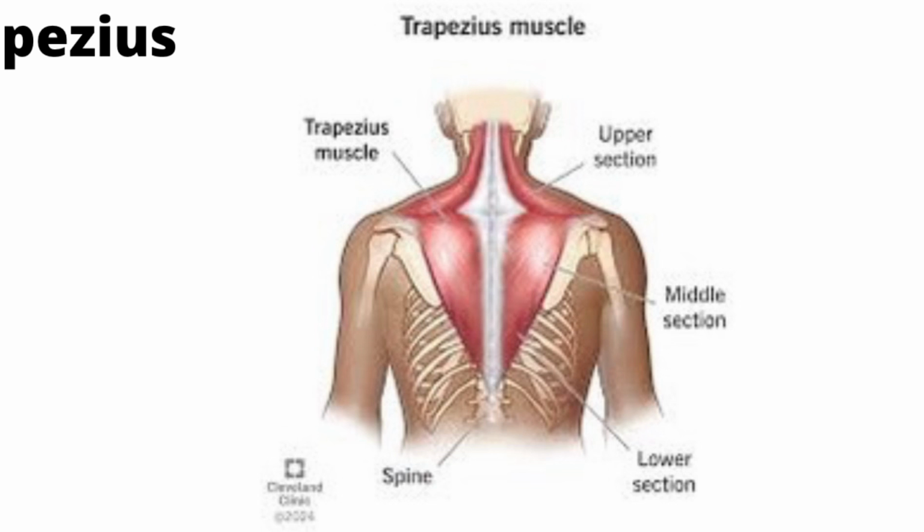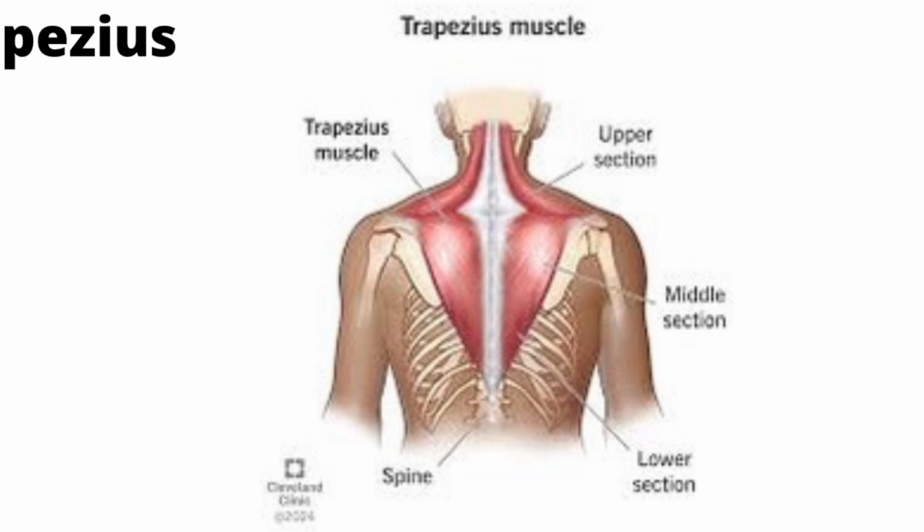Trapezius muscle. Location. Extends from the base of the skull down the neck and across the upper back to the shoulders. Main function. Upper fibers lift the shoulders and help extend the neck. Middle fibers pull the shoulder blades together. Lower fibers pull the shoulder blades downward. Rotator cuff muscles.